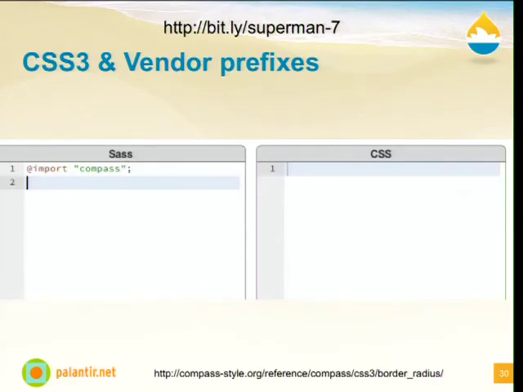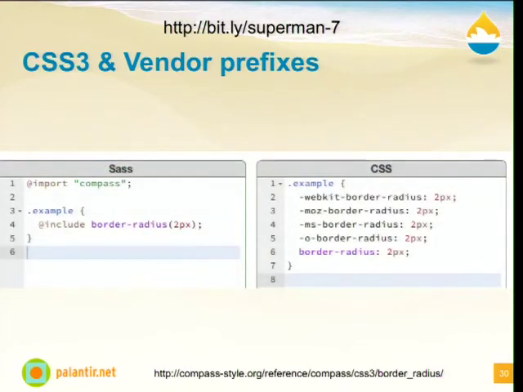Sass goes, oh okay, I'm going to go look where Compass is installed, found it. It's going to import all these modules. One of them is a CSS3 module that has a mixin called border-radius, which is a way cooler and better version of border-radius than the one I wrote earlier. When it generates the CSS, it's going to generate all of those stupid vendor prefixes for you. Hallelujah! This is awesome. Never have to worry about vendor prefixes again.